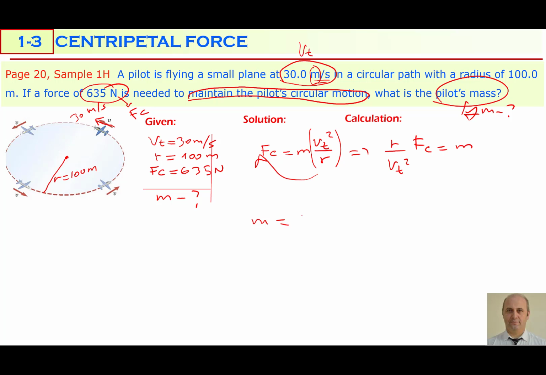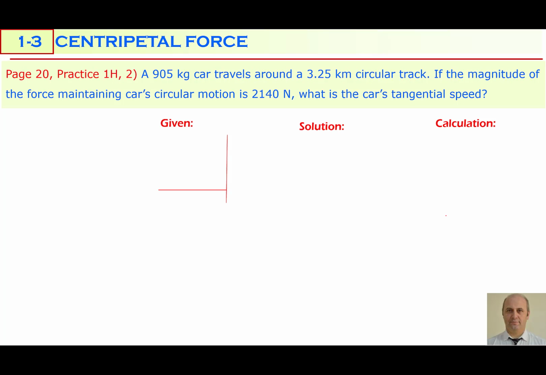So let's calculate the mass. R is given as 100 meters, multiplied by the centripetal force, 635 newtons, divided by Vt squared, which is 30 squared. So the answer to this question will be, let's go to the calculator, 100 multiplied by 635 divided by 30 squared, which is 900, is equal to 70.5 kilograms. That is the mass of the pilot. And we will continue with another problem.